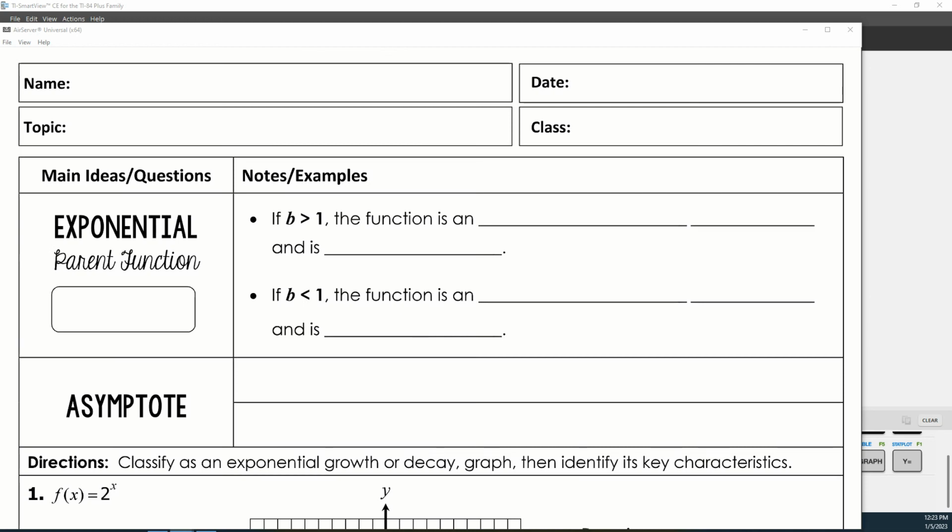Okay, so today the topic is going to be 7.1, exponential functions. All right, so what we did yesterday with the M&Ms was that you created an exponential function.